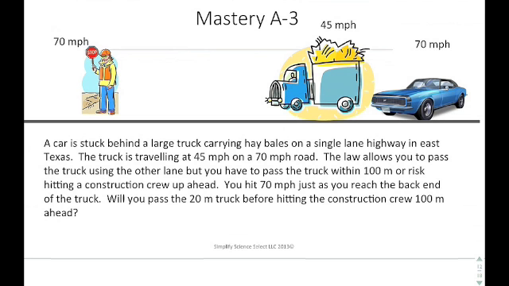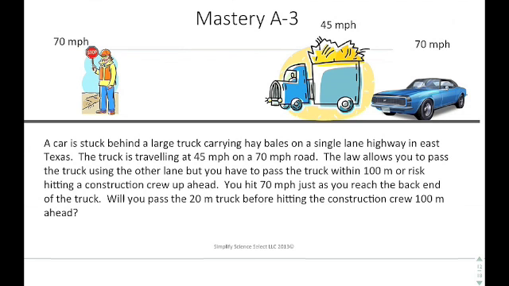Now, this is a particularly difficult question. It says a car is stuck behind a large truck carrying bales of hay on a single-lane highway in East Texas. The truck is traveling at 45 miles per hour on a 70-mile-per-hour road. The law allows you to pass the truck using the other lane, but you have to pass the truck within 100 meters or risk hitting a construction crew up ahead.